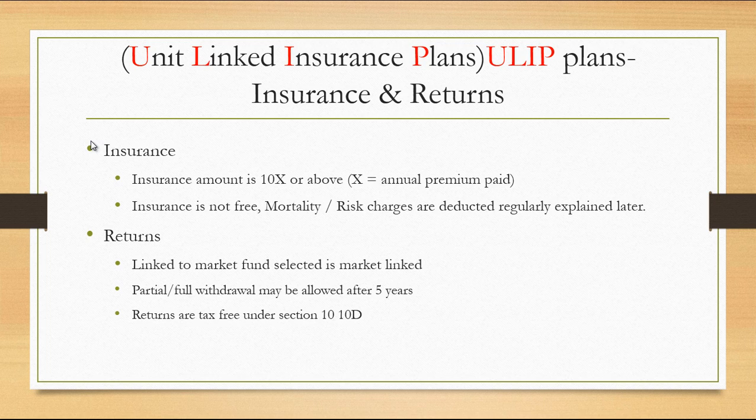Second thing, as we already know, is that it also gives us an insurance cover. Generally, the insurance cover given by a ULIP plan is around 10x or above, where X is the annual premium paid. For example, let us say I have a policy with an annual premium of 1 lakh rupees. So the insurance given by this policy is 10x, that is 10 times the annual premium paid. That is 10 times 1 lakh.